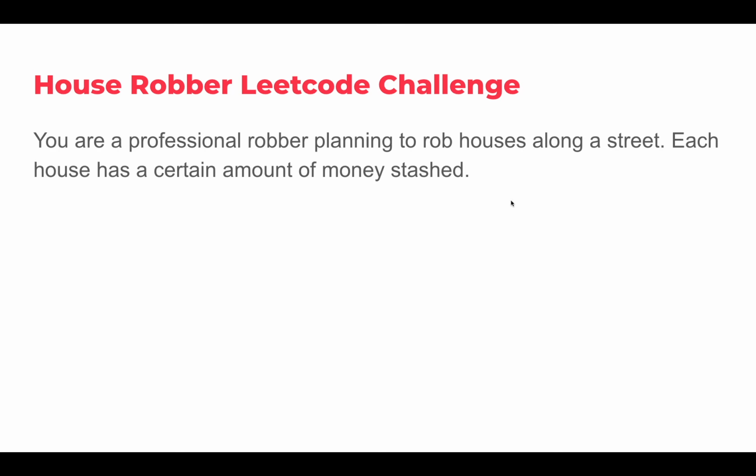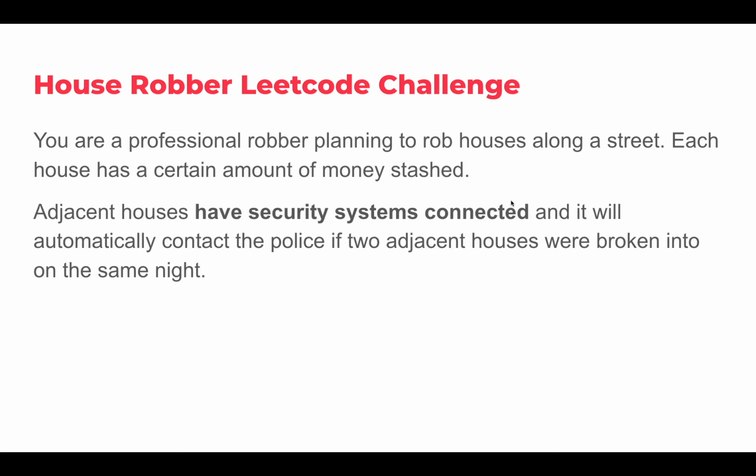Let us understand what the challenge wants us to do. So first, it tells us that you're a professional robber planning to rob houses along a street. Each house has a certain amount of money stashed, and we'll look at it. But the big problem here, and that's the constraint we'll be working with, is that adjacent houses have security systems connected, and it will automatically contact the police if two adjacent houses were broken into in the same night. So if we were to try to organize a heist for the money stashed in all these different houses, the one constraint we have is we cannot steal from two adjacent houses.